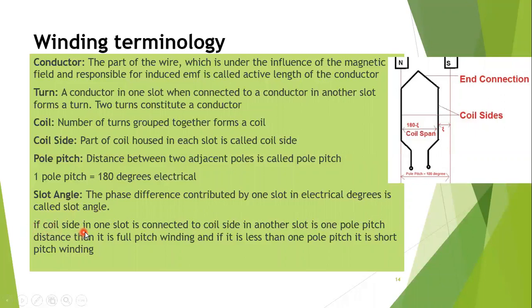If one coil side in one slot is connected to a coil side in another slot at a distance of one pole pitch, then it is called full pitch winding. So full pitch winding means a coil side in one slot is connected to a coil side in another slot, and the span is equal to one pole pitch. If it is less than one pole pitch, then it is called short pitch winding.